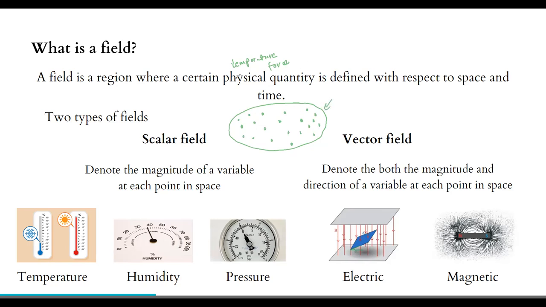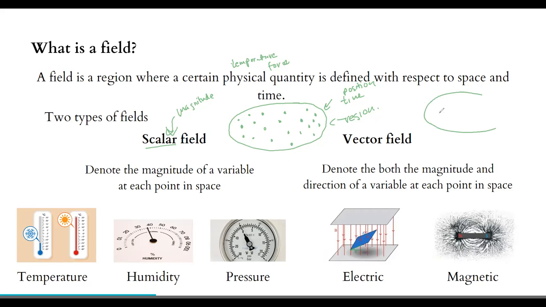So in a certain region, if we can define a certain parameter that will be varying with the time and with the position, we call that region a field, right? So in these kind of fields, we can have either vectors or scalars, right? So scalars means parameters that only have a magnitude, right? So the parameters which only have magnitude we call as scalar, and those scalar parameters, if they are spread over a certain region and every point of the region has a certain magnitude of that parameter, then we call that region a scalar field.